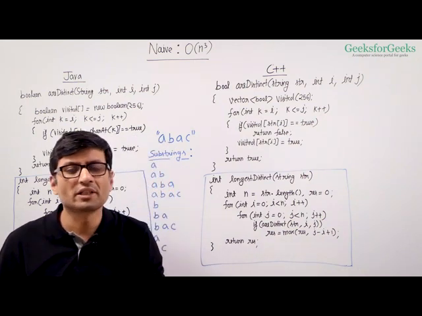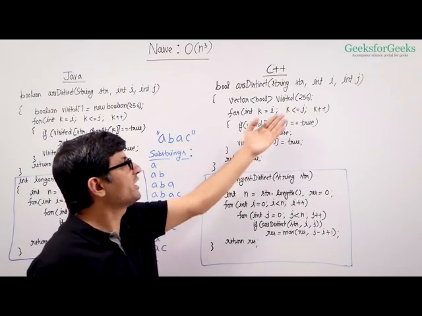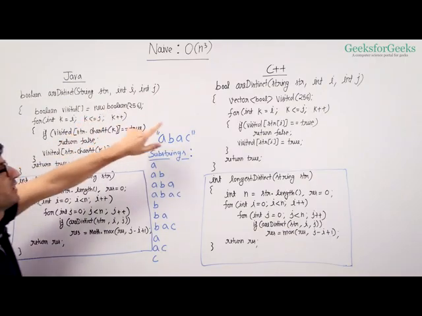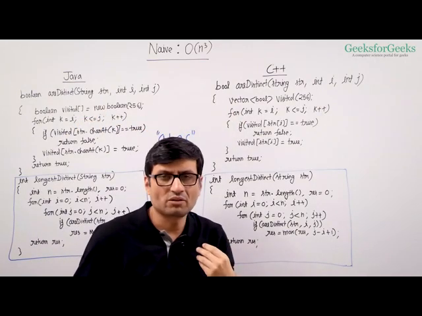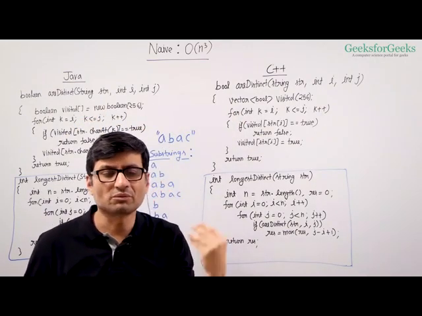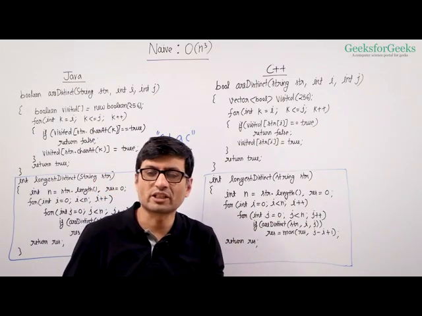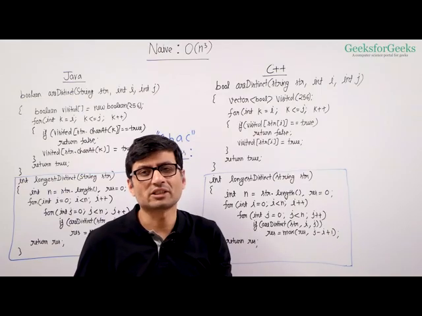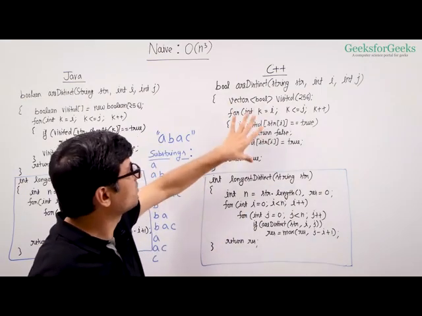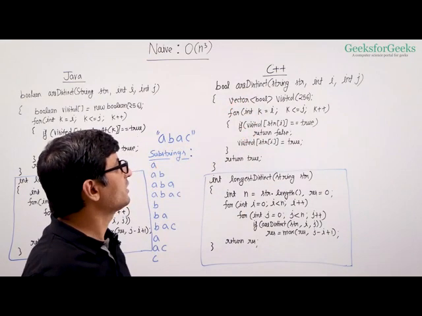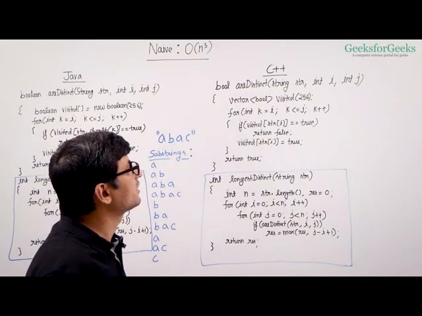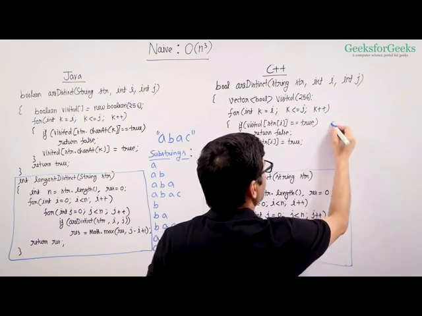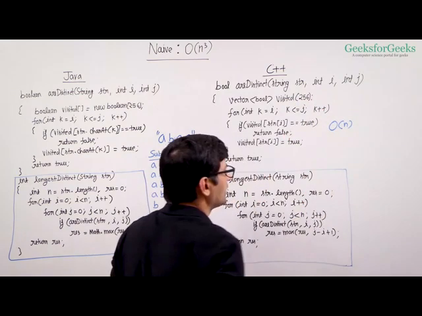How does it check? It makes a visited array, a Boolean visited array here. We have written this syntax in Java and this in C++. And whenever it visits a character from this index to this index, if this character is already visited, it returns false immediately. Otherwise, it marks this character as true. So this is a simple areDistinct function, and the time complexity of this function is big O of n, where n is the total number of characters in the string. So this is a big O of n function that we have written here.